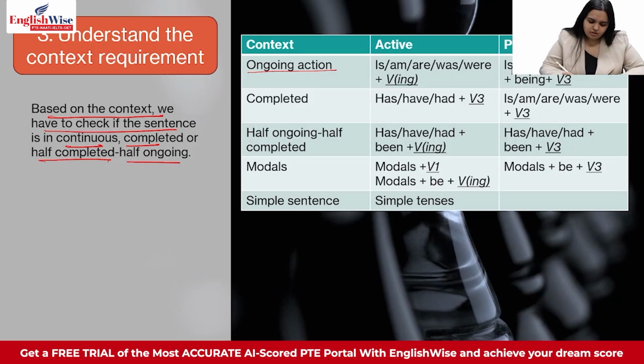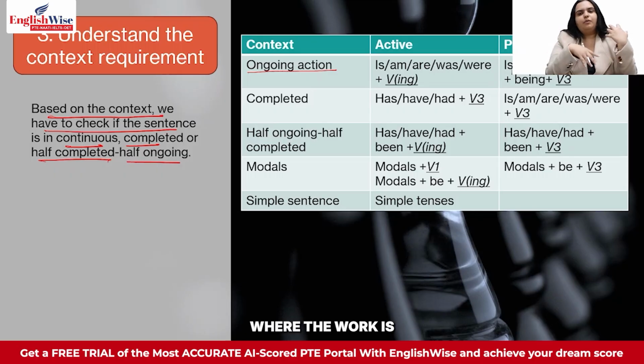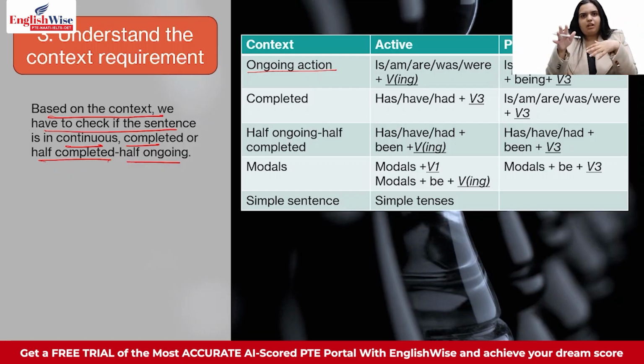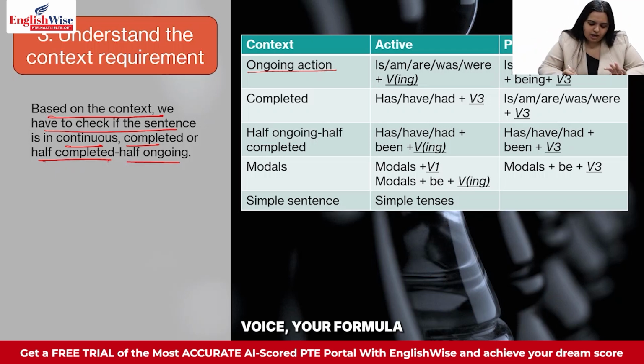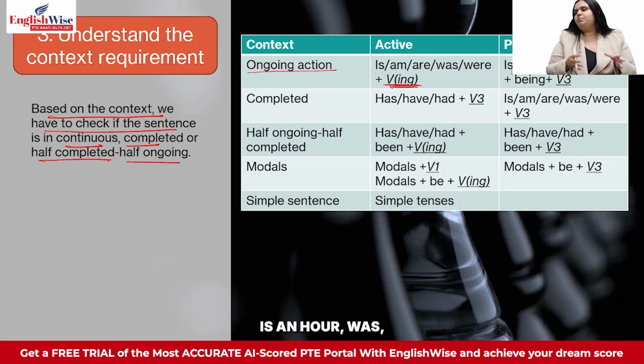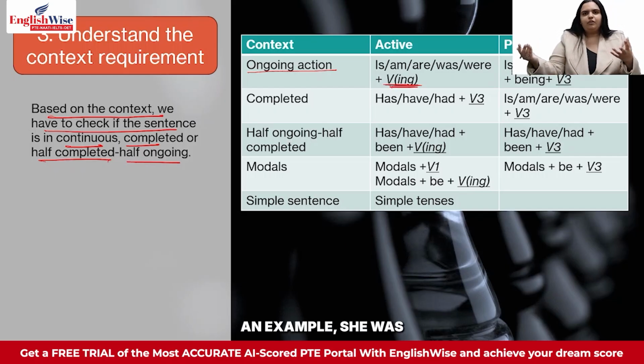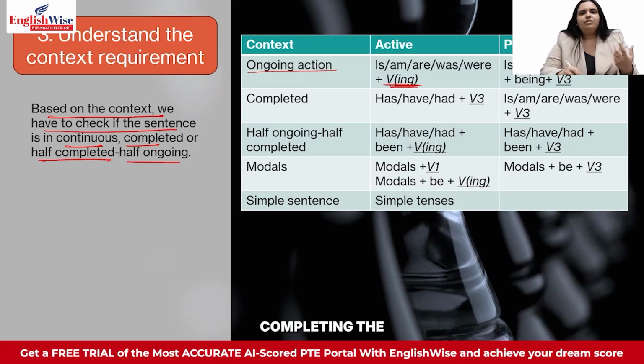Okay, talking about active voice, if it's an ongoing situation, where the work is being completed at a particular time, like it is in progression, then for active voice your formula becomes is, am, are, was, were plus VING. It's very simple: is, am, are, was, were plus VING. If I give you an example: She was completing the dance practice. It's very easy.